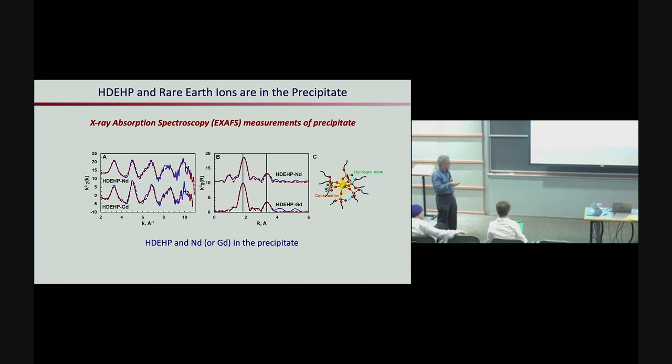Basically, the ion is in yellow. I really don't like yellow against white, but anyway, that's what I've got. There's a yellow dot there, and that's bound, according to these data, to somewhere between 3 and 9 of these extractants.